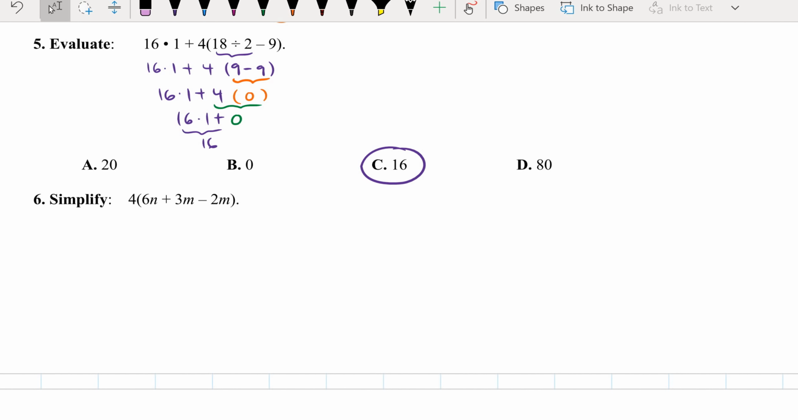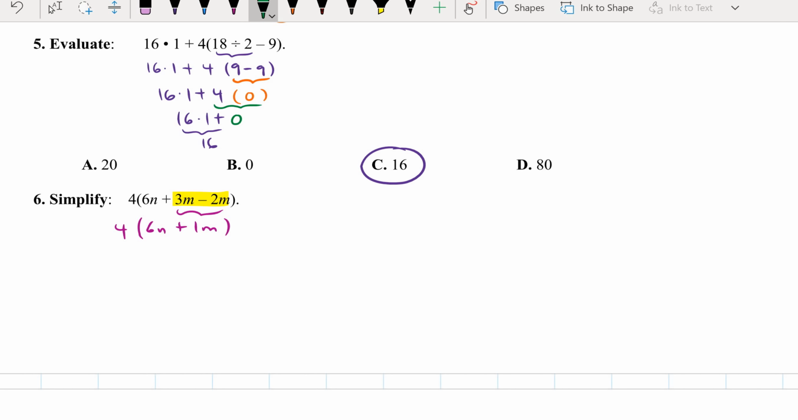Problem 6. You see parentheses, so we're going to work inside parentheses. 6m plus 3m minus 2m, so those two are like terms. We can go ahead and subtract them. 3m minus 2m gives me 1m. And we bring down the rest, 6n with the 4. Okay, now inside parentheses, 6n plus 1m, they are two different letters. You cannot add them. They're not like terms.